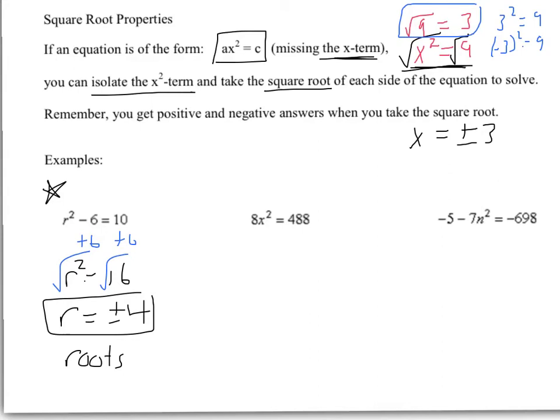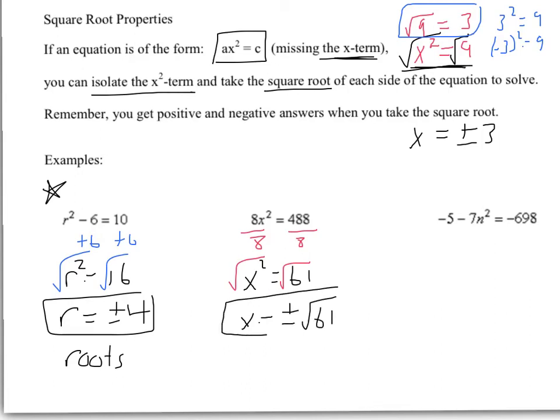In the next one, we have to isolate the square before we root it, which would give us x squared equals 61, since 488 divided by 8 is 61. We would root both sides to get rid of the square, and again we have x equals a plus or minus root 61, and that's good enough. We don't have to go any further. We don't have to make it a decimal. That's considered the exact answer.